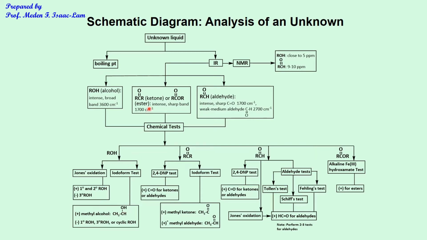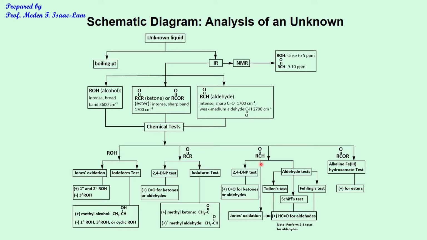If you have a C double bond O, it's going to be either a ketone, ester, or an aldehyde. But if you have an aldehyde, you can eliminate ester or ketone. The presence of a C double bond O for either a ketone or an aldehyde can be shown by using a 2,4-DNP test. That would be positive. And then an iodoform test is specific for a methyl ketone.